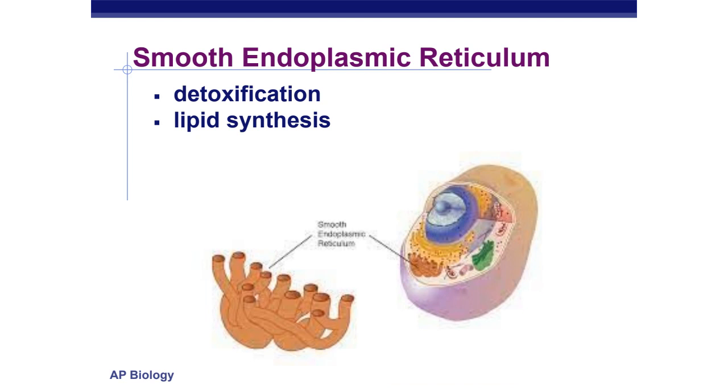Okay, so looking at the smooth endoplasmic reticulum, it is important in detoxification, so breaking down poisons or toxins. So detox as well as lipid synthesis. Remember, we had those steroid-based hormones that were important for cell communication and regulation. And so the smooth ER will help make those. So breaking down, detoxifying poisons or toxins, and synthesizing lipids.